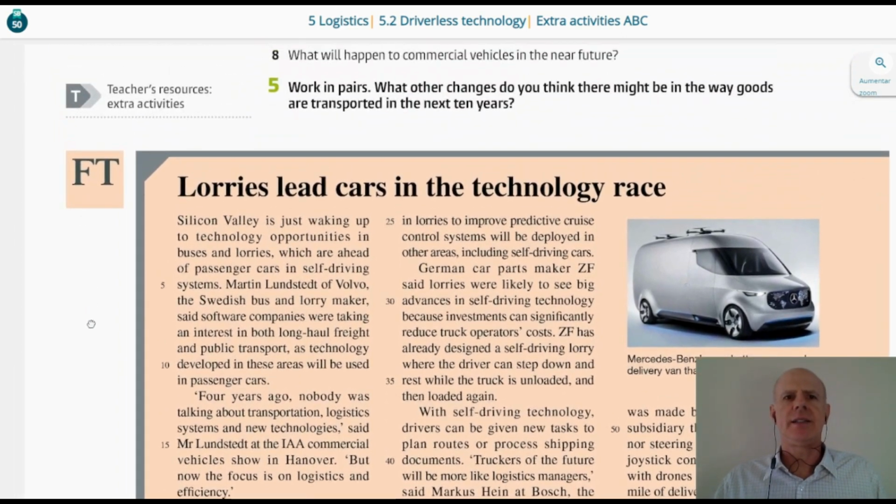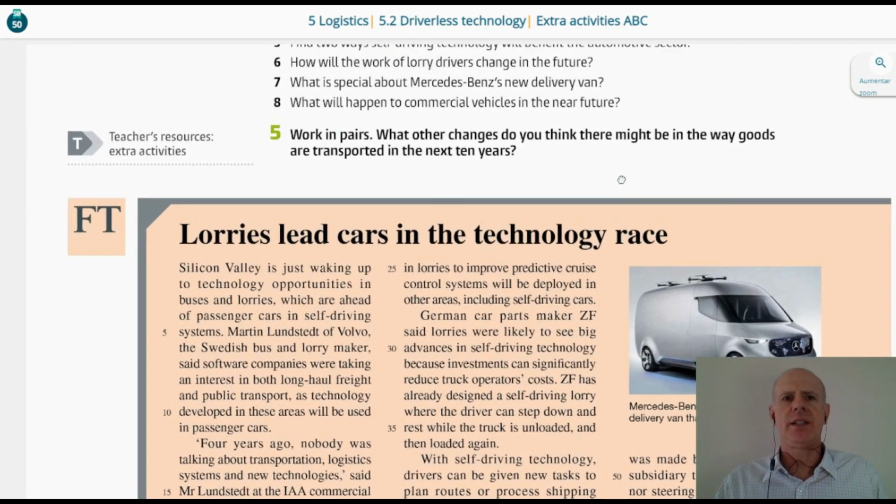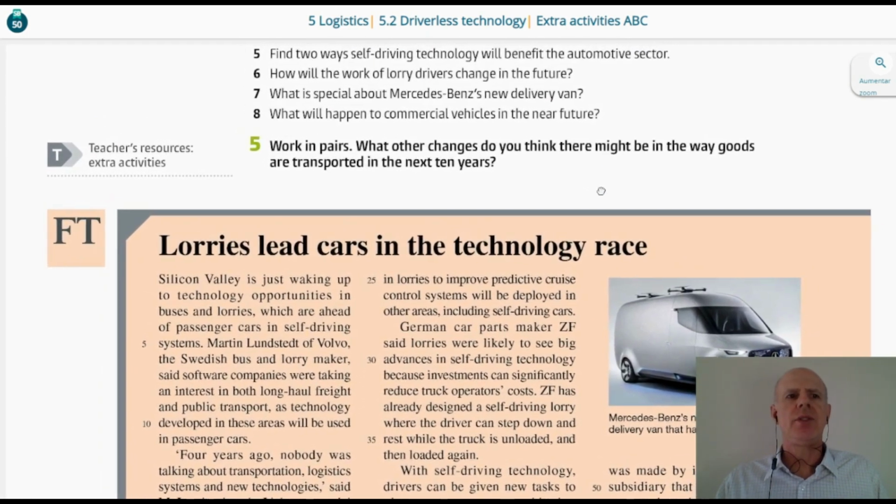I really liked this text here. Very nice. But maybe you have your own ideas, or with the reading of this text, you got more ideas. So what other changes do you think there might be in the way goods are transported in the next 10 years? You should bring me some answers, right? Why don't you write in the comments, or you take them to your teacher during your live lesson.